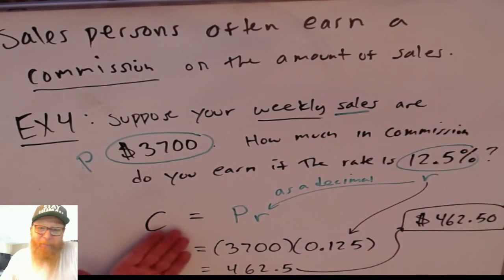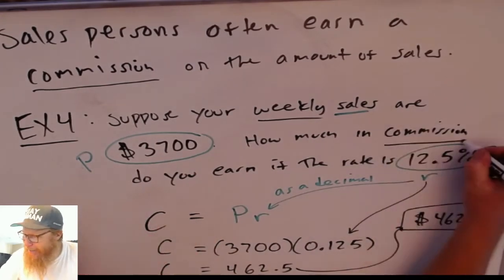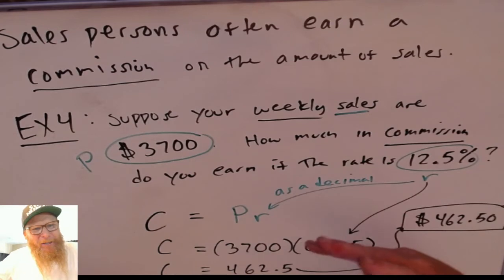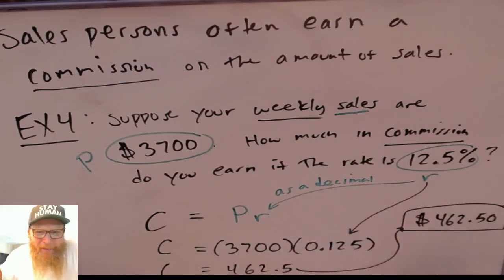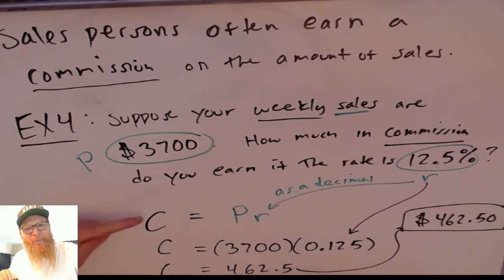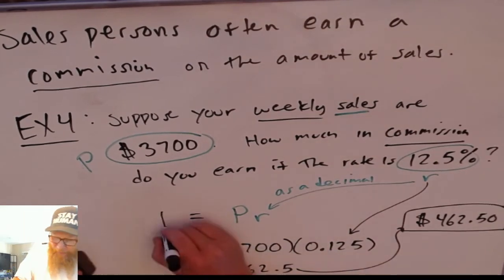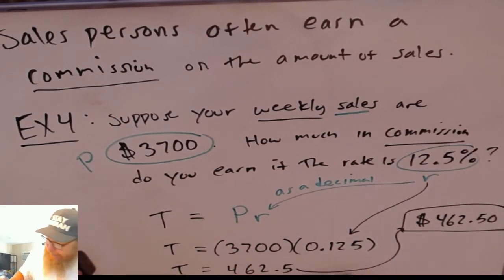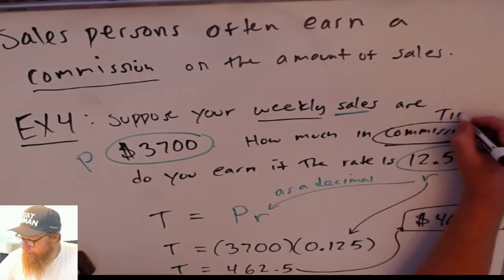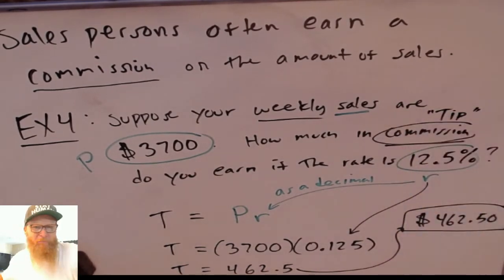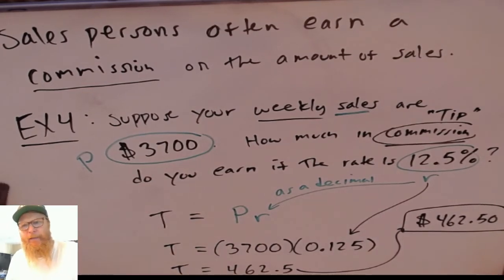Same formula as a tip. A commission is essentially your boss or the owners of the company giving you a tip. All right, they're giving you a tip for the $3,700 in sales that you earned. So some people just do this. Why memorize a new formula? Just call this a tip. All right. Thanks for the tip. Yeah. And then you don't have to memorize a new formula. You don't need to have a new variable show up or anything like that.